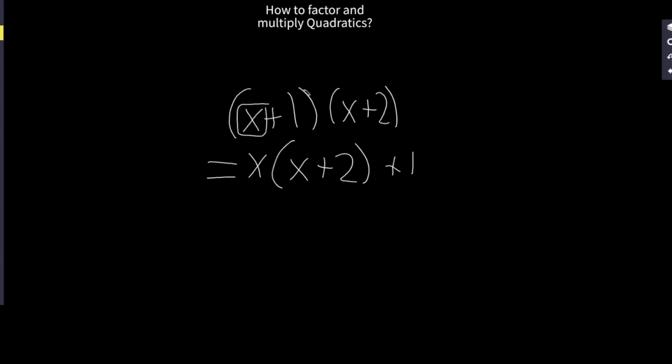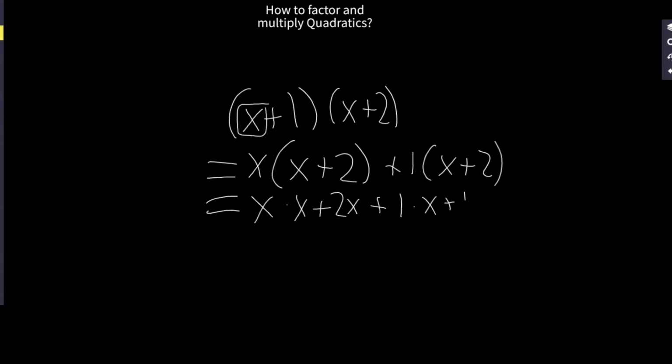So that's the second term times the second expression. Now we can distribute again, so x distributes over x plus 2. That's x times x, which is x squared, but I'll just write it as x times x for now, and then times plus 2x. Now for the second one, this is 1 times x plus 1 times 2.